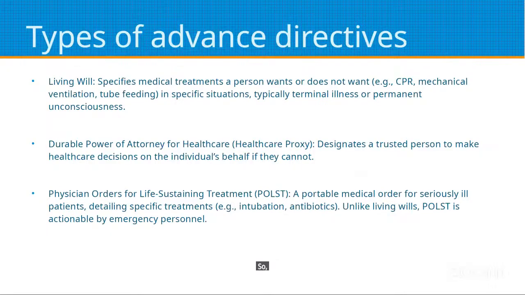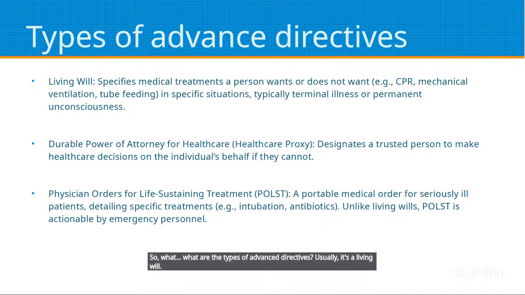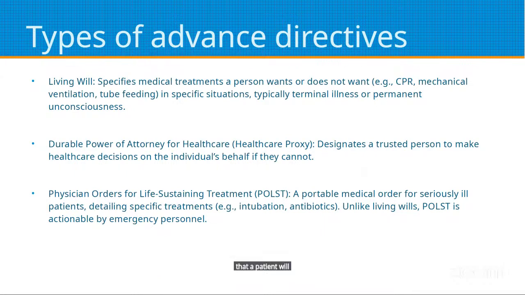So what are the types of advanced directives? Usually it's a living will. A patient will have a document that states, for example, I don't want CPR, I don't want ventilation, I'm okay with dialysis, I'm okay with antibiotics. So they will specify what they want depending on their situation.